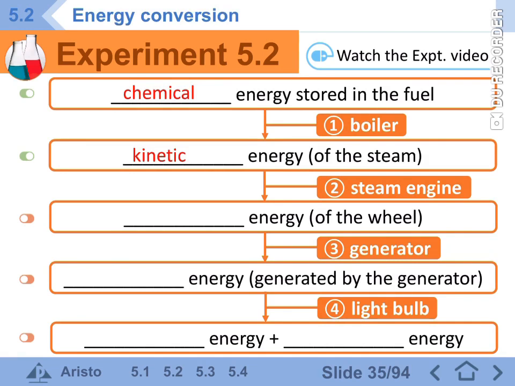So what will happen next is it will turn the wheel, which is giving you the kinetic energy. With the turning of the wheel, there's a belt that connects the wheel to the generator. So what is being generated there? It generates electricity. You see the word generator, it means that it will make something, it will generate something. In our case, it will generate electricity. And from the light bulb, what will it give out? The light and thermal energy. So it will give out light and heat. So that is the whole process of how a generator works in generating electricity.